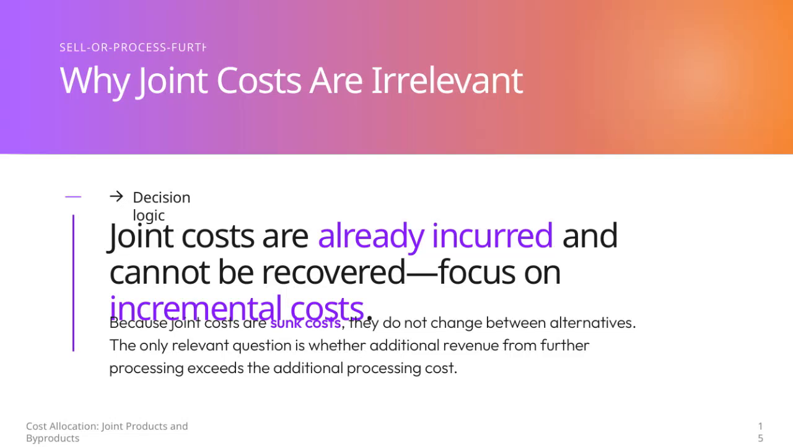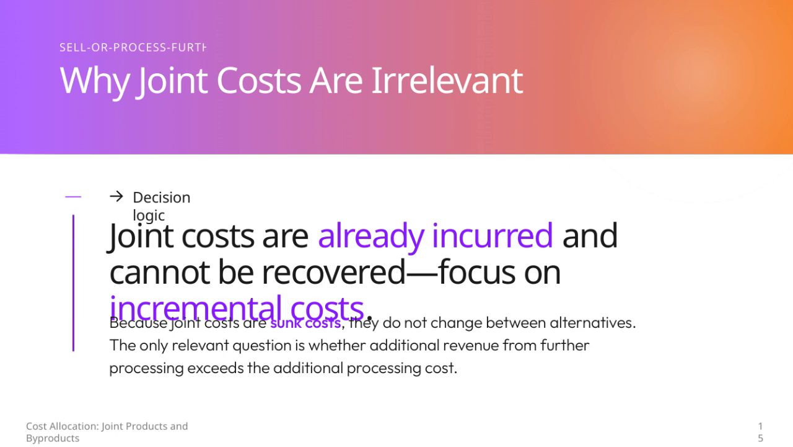Here, we're looking at why joint costs are considered irrelevant when making sell or process further decisions. Joint costs are those costs that have already been incurred up to the point where products become separately identifiable. Because these costs are sunk, they can't be recovered, so they should not influence our decision-making.